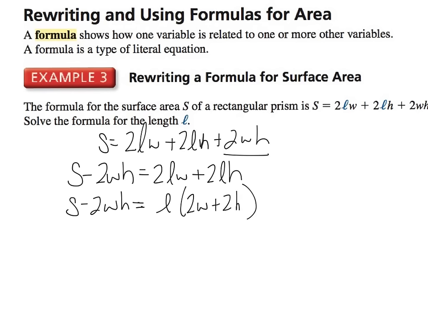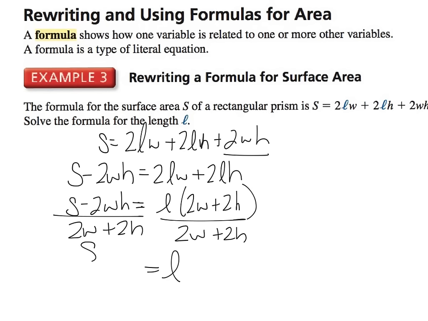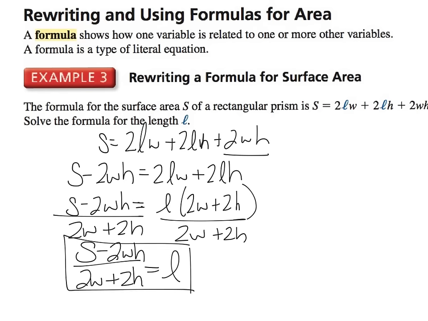I now have to divide both sides by 2W plus 2H. So the length is going to be equal to S minus 2WH, all divided by 2W plus 2H. Now, later on, we could actually do something with this, but we have not learned how to deal with binomials divided by binomials, which would be complex rational expressions. We haven't done that yet. So this is just going to be your answer.